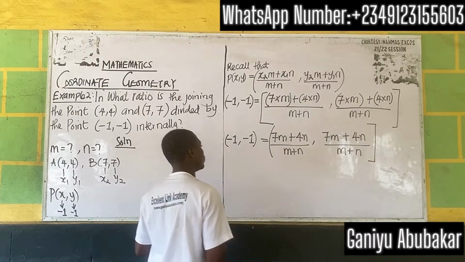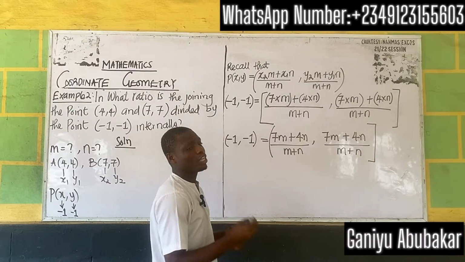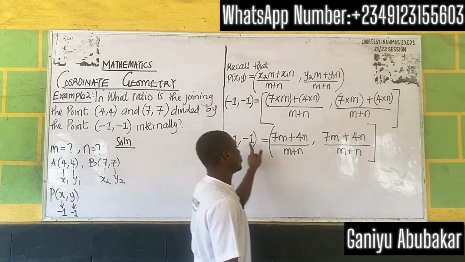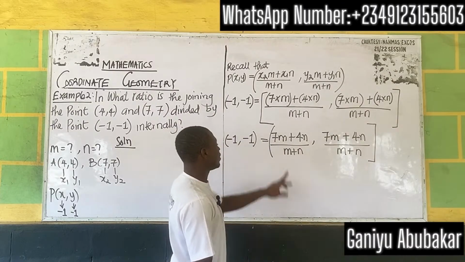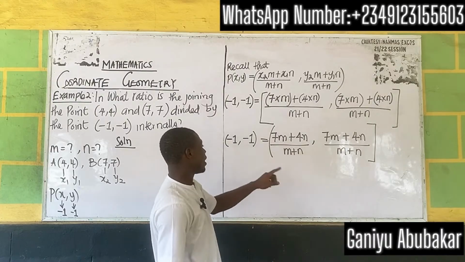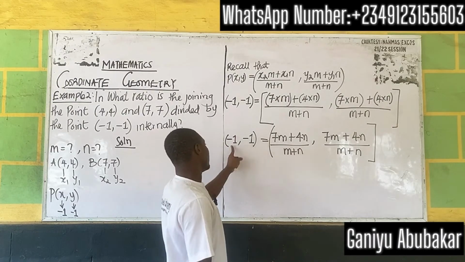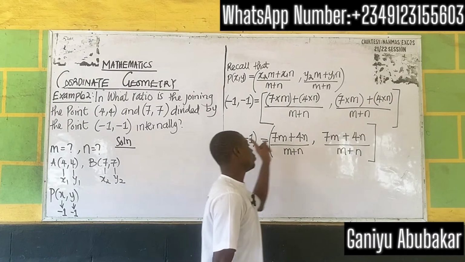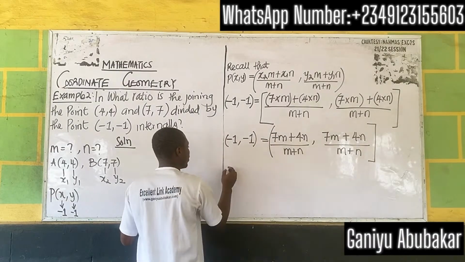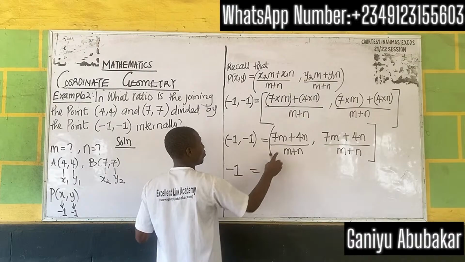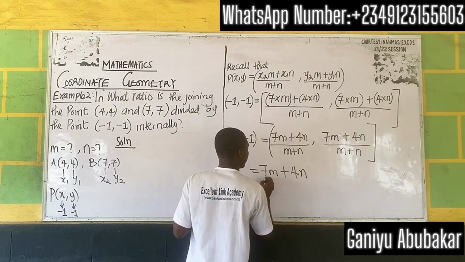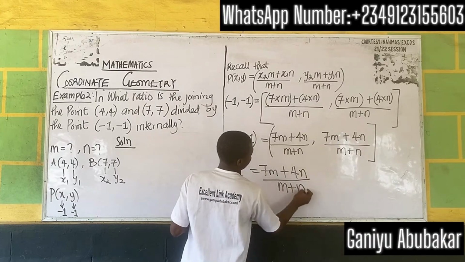In this case, you now pick the corresponding positions, that is this with this, then this with this. But you observe that this and this are the same thing. So if I pick any, it is the same thing. So I'll just go for one. That is, I'll pick -1 equals 7m plus 4n all over m plus n.